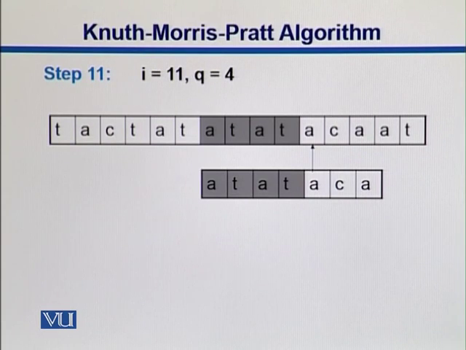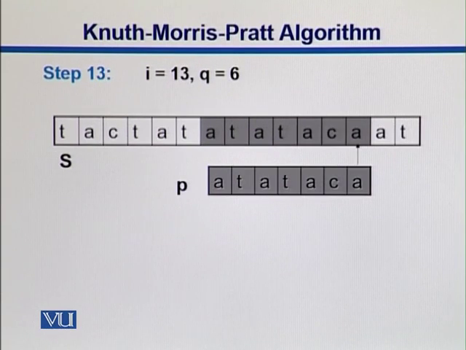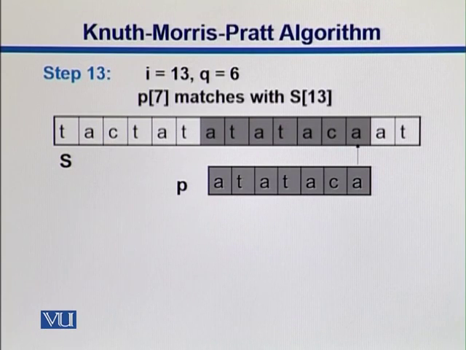So now our i is equal to 11. We are in the 11th step. Our q was 4 right now. So we have those 4 characters which are matched. P6 matches with S12, and the same way until we reach the end and everything gets matched. So our q is equal to 6 right now. And after this last step, q becomes 7. So P7 matches with S13.